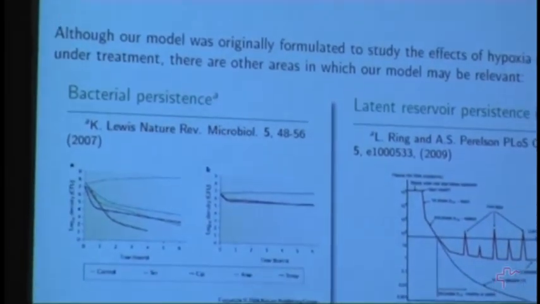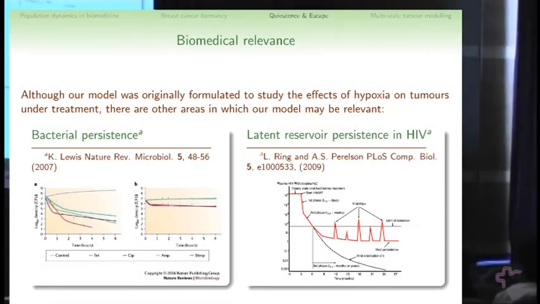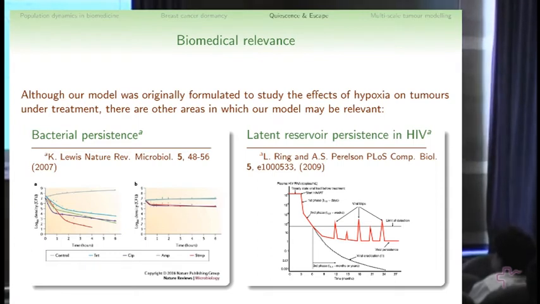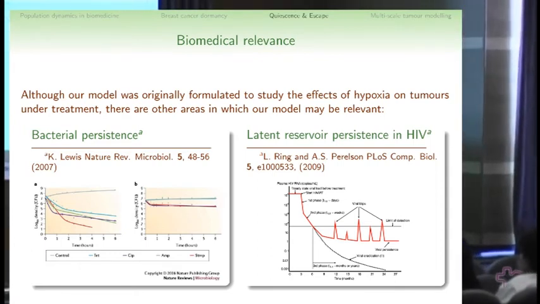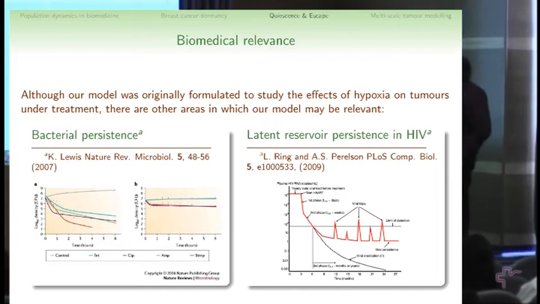So hypoxia means low levels of oxygen. Basically, hypoxic regions within a tumor are resistant to chemotherapy and radiotherapy. This is due to the fact that these therapies are designed to kill cells that proliferate fast. In the absence of oxygen, cells tend to divide at a much lower rate, and this means that therapies like chemotherapy and radiotherapy are less effective. So this was the original rationale for this model.